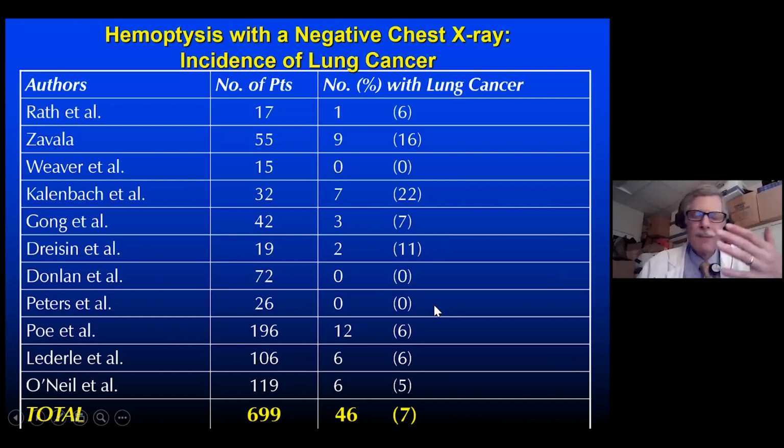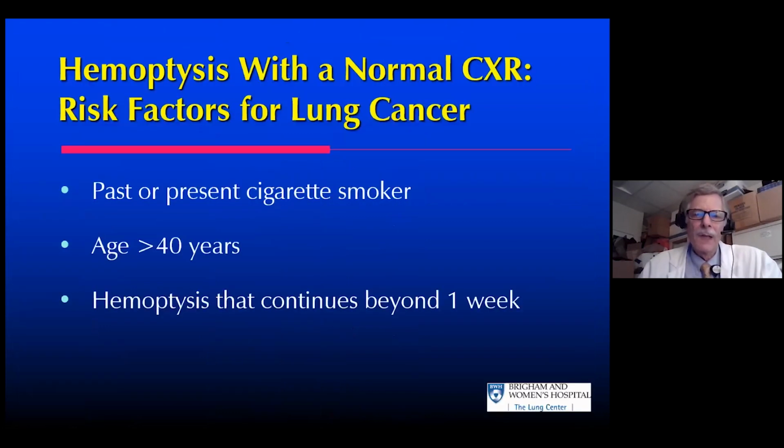Maybe it's less than that. Maybe it's 3% or 5%, but it's a finite number. This patient could still have lung cancer, even with a normal X-ray. And at risk are those who are cigarette smokers, clearly those who are older. And I think we're going to evaluate that patient whose bleeding just wasn't one event, but has continued beyond just 1 week. And what's our evaluation to be?